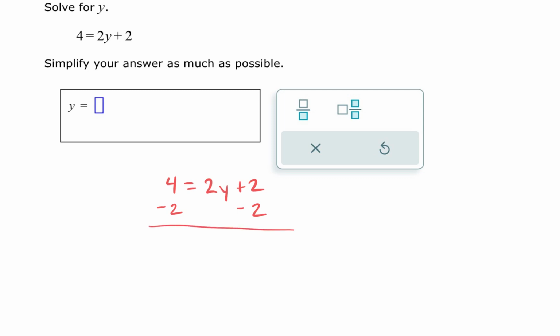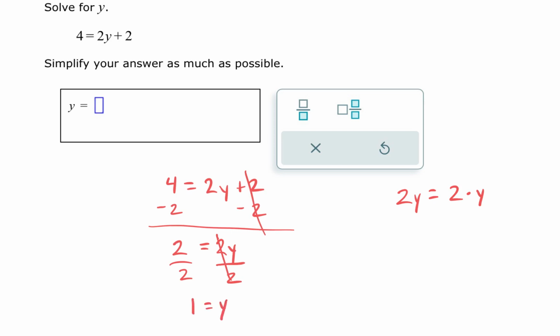So now when I rewrite this, 2 plus 2 minus 2 is equal to 0. I'm just going to cancel that out. So we'll have 2y equals 2. Now what I can do is divide by 2 on both sides, because this 2y really is the same thing as 2 times y. So I'm dividing by 2 on both sides. 2 divided by 2 is 1, so it cancels out. And then on the left side, 2 divided by 2 is also 1, so y equals 1.